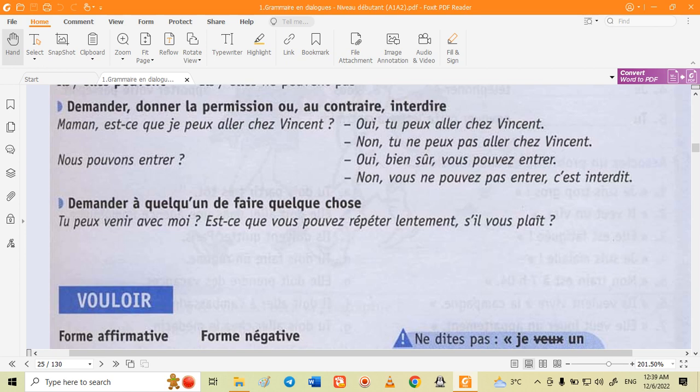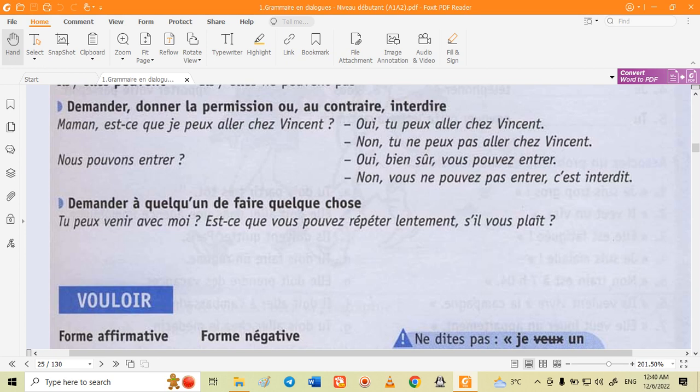Nous pouvons entrer. Entrer means to enter. Guys, you see that here, this is the first verb, so we conjugate this, but this is the second verb, we put it in the infinitive form. So again the first verb is conjugated, the second one is infinitive. Nous pouvons entrer.